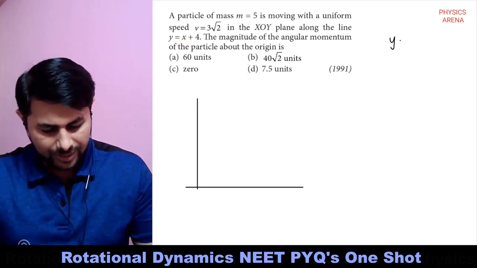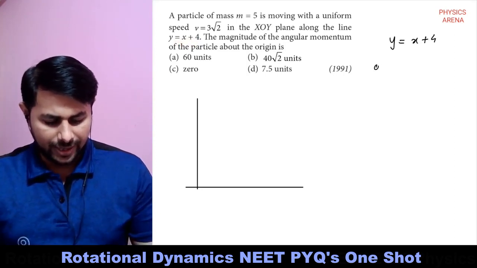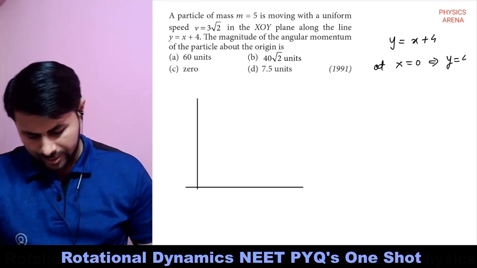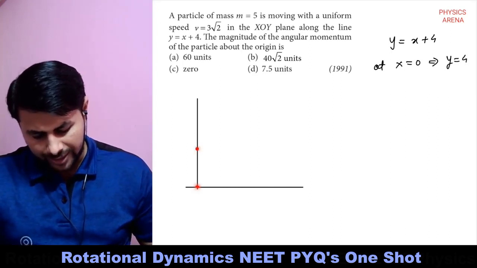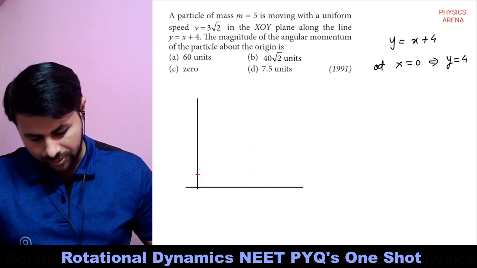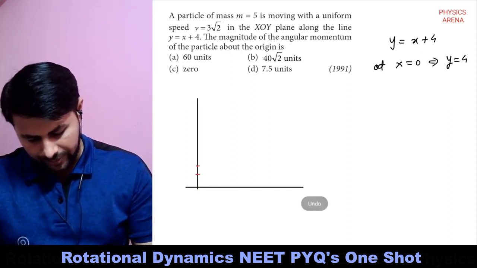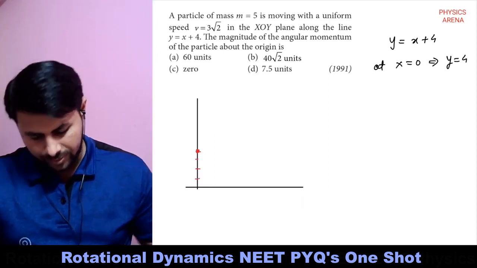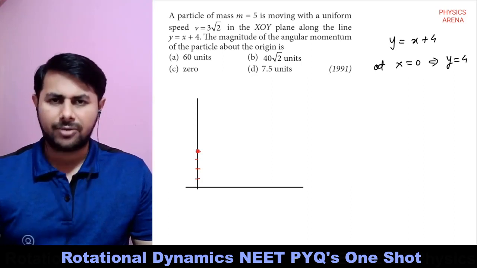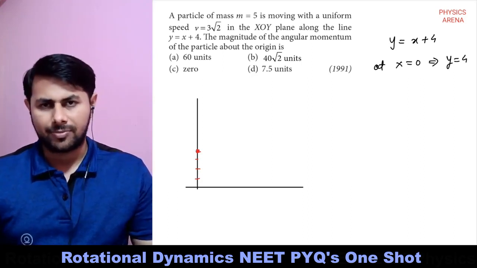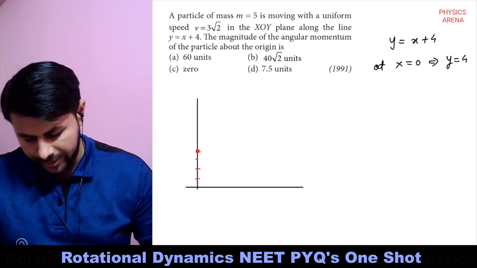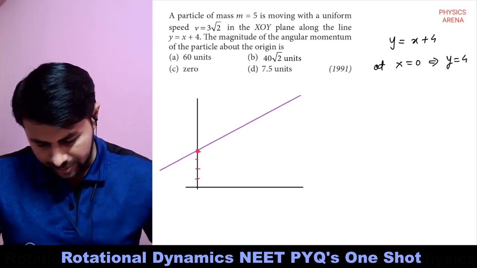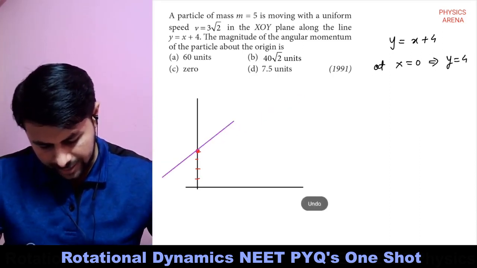Okay, this is y. Y is equal to x plus 4. So at x equal to 0, what will be y? Y is equal to 4. So at x equal to 0, y is 4. Right? So 1, 2, 3, 4 you can say. Okay? This 0, 4. So this will be 1 point. Then you can take some other value of x and find out some other value of y. When you have 2 points, you can plot the line. So the line will look like this.